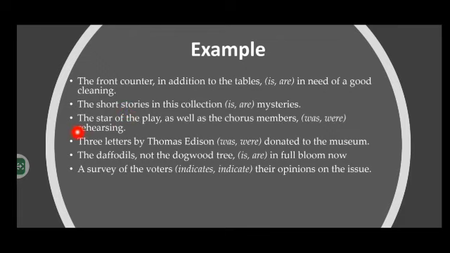The third example. The star of the play as well as the chorus members, blank, rehearsing. So what do you think? The star of the play is a singular subject. Here we have also chorus members, but chorus members will not affect the number of the subject. So the correct verb form will be was or were. If it is a singular subject, the star of the play, then we will use also a singular verb. That will be was. So the star of the play as well as the chorus members was rehearsing. Our concern is not with the chorus members. Our concern is with the star of the play.